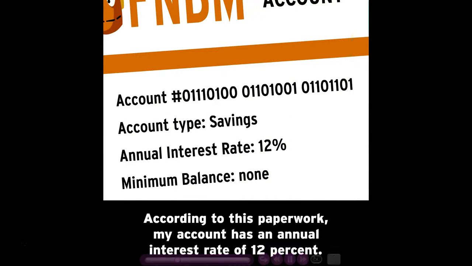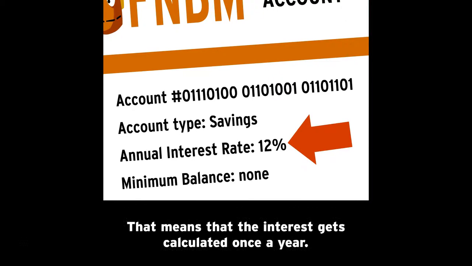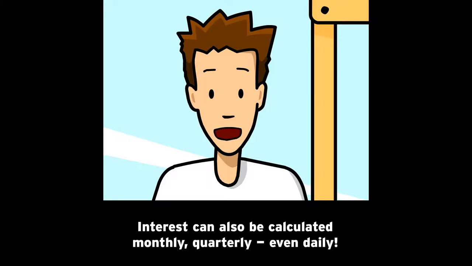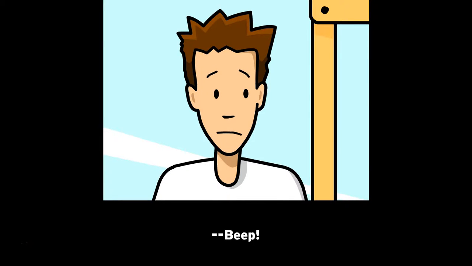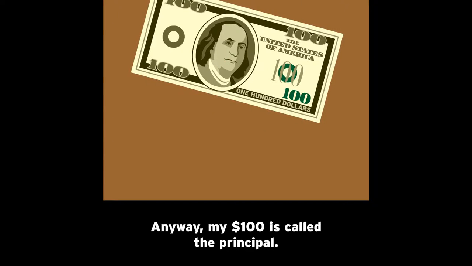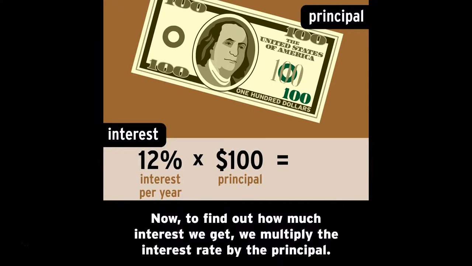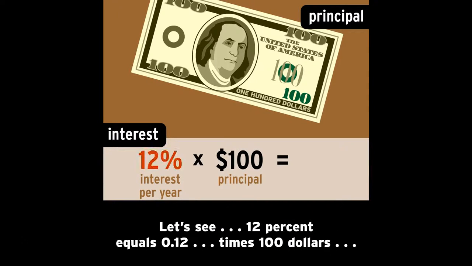According to this paperwork, my account has an annual interest rate of 12%. That means the interest gets calculated once a year. Interest can also be calculated monthly, quarterly, and even daily. Yeah, I know, you offer yearly interest. Anyway, my $100 is called the principal. Now, to find out how much interest we get, we multiply the interest rate by the principal. Let's see, 12% equals 0.12 times $100.